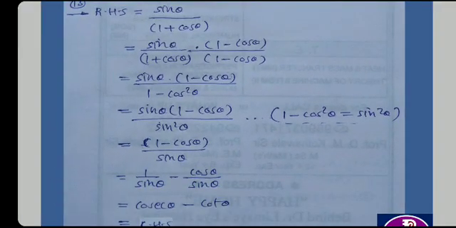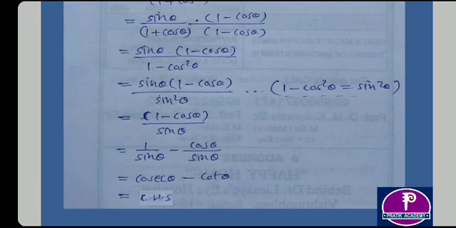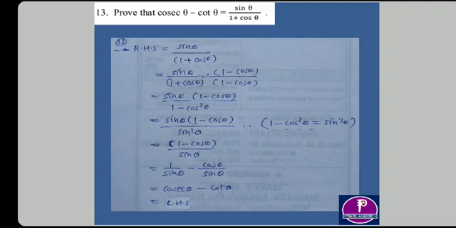And when we separate out the denominators, numerator, sorry, we get 1 upon sin theta minus cos theta upon sin theta. 1 upon sin is cosec and cos upon sin is cot, and this is our RHS.